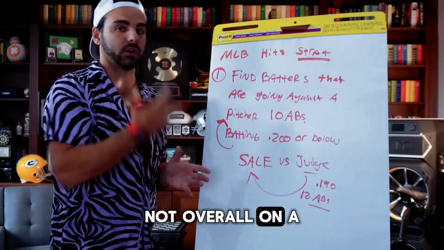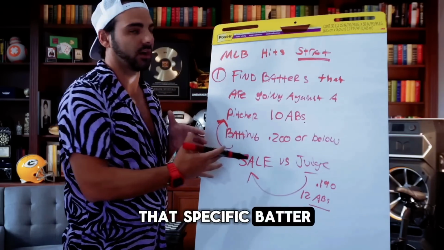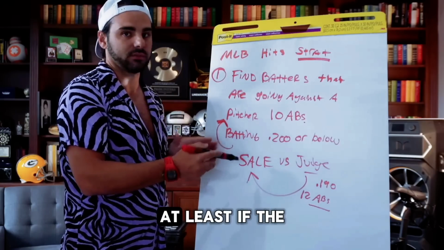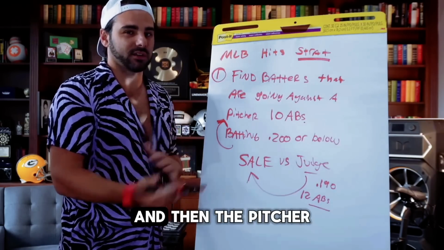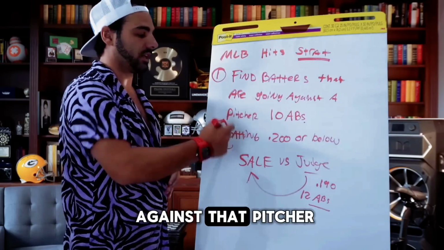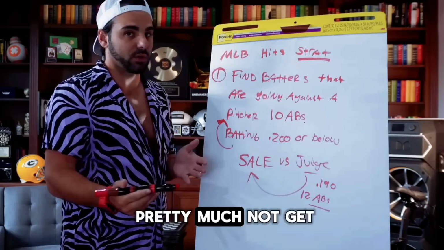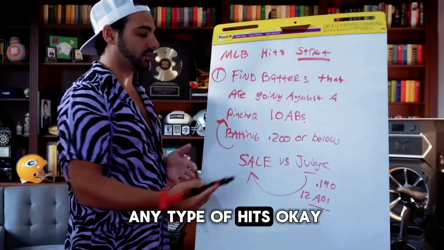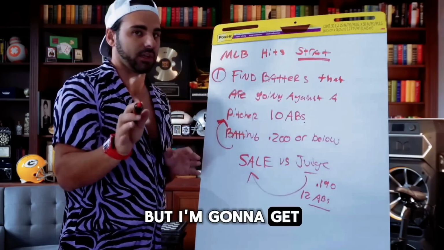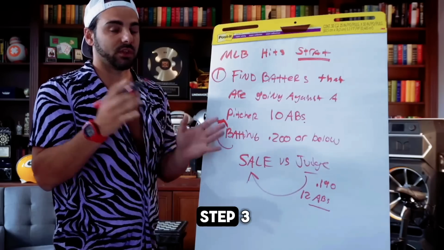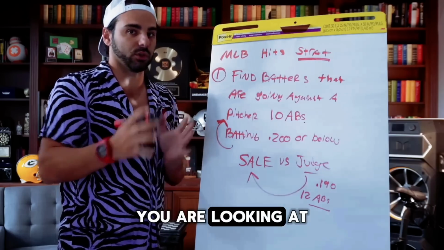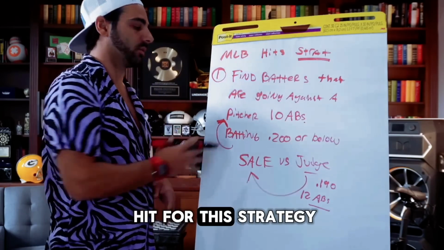Not overall on a season, but just against that specific pitcher, because they should have at least 3 at-bats against that pitcher, at least. If the pitcher doesn't get rocked and then ends up getting taken out and stuff like that. But they should have at least 3 ABs against that pitcher to be able to pretty much not get any type of hits, okay? And like I said, this is a hit strategy, but I'm going to get into it in step 2 and step 3 exactly which bet you're looking at, because it's not just hits, okay? You are looking at a specific type of hit for this strategy.